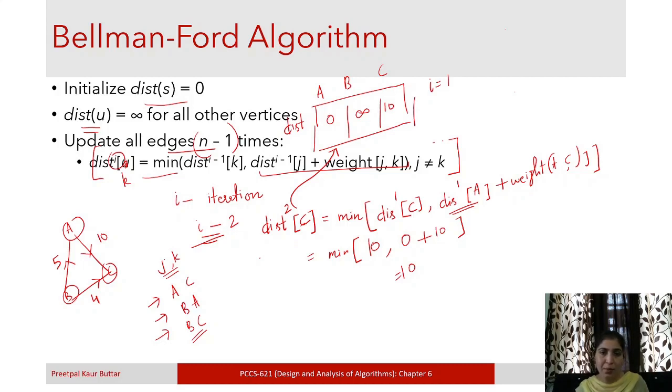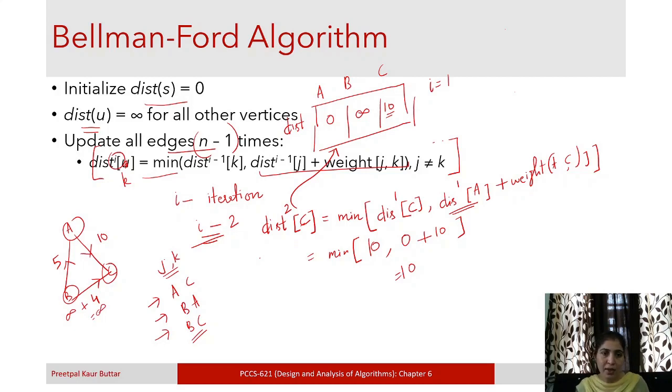Okay, similarly B to A, A's distance is already 0, we cannot have less than this, so this will also not change. And B to C, the minimum distance we have already calculated is 10. If we add the distance of B, B's distance is infinity. Infinity plus 4 will be infinity. So this is better. So again this will not change.